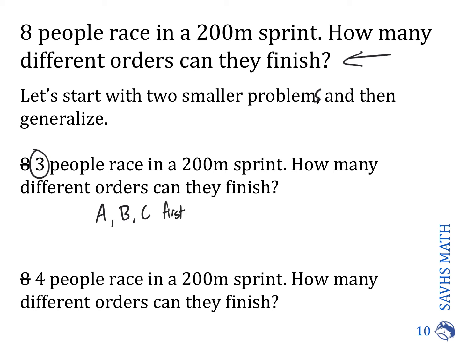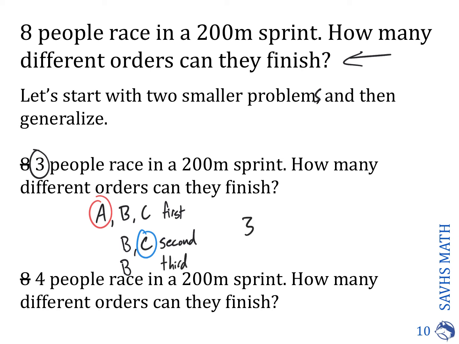To get second, let's say that if person A wins first place, then we could only choose person B or person C for second. But let's say person C wins second place. So now how many ways could we choose the third person? Well, just B. So that would just be one way.